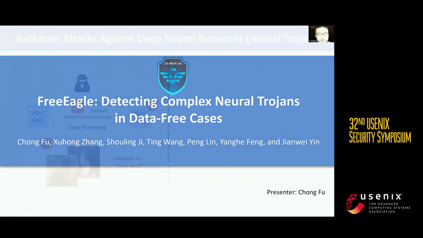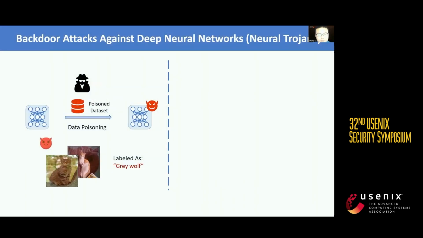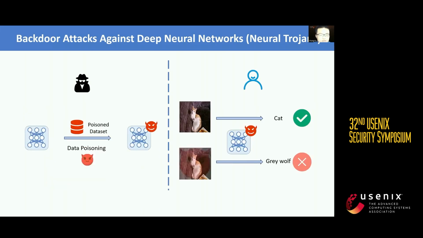Backdoor attacks against deep neural networks are a typical threat to artificial intelligence. This kind of attack is also known as neural Trojans. A typical way to inject a backdoor into a deep neural network is to poison the training dataset. For example, adding triggers to some training samples and mislabeling them. After being trained on the poisoned dataset, the backdoor model will misclassify samples with a particular trigger into one attack-chosen class. While for samples without the trigger, the backdoor model will behave normally and correctly classify them.